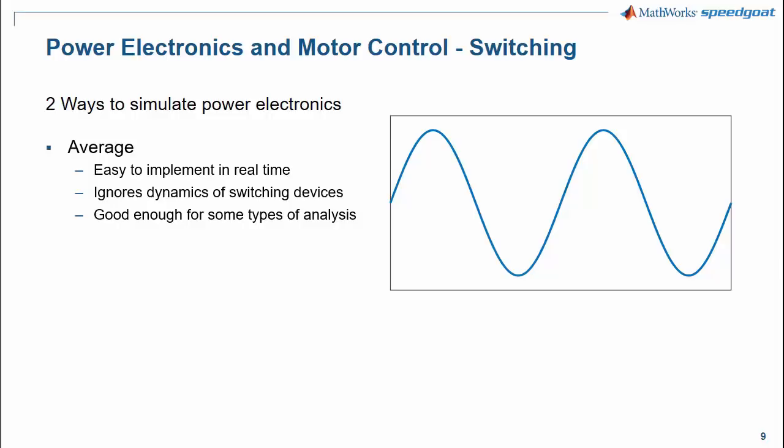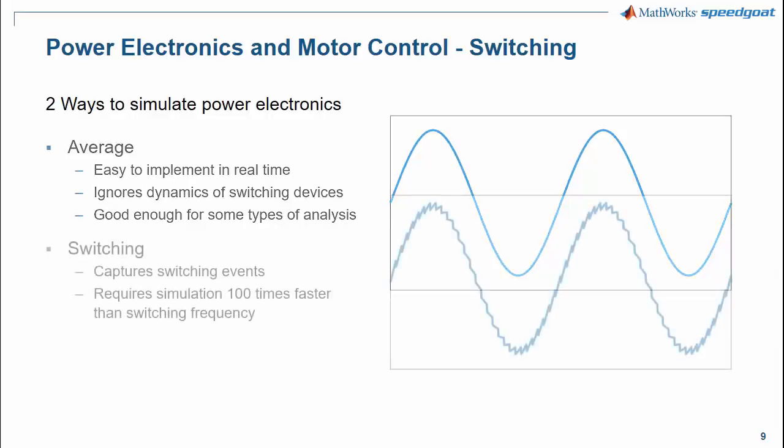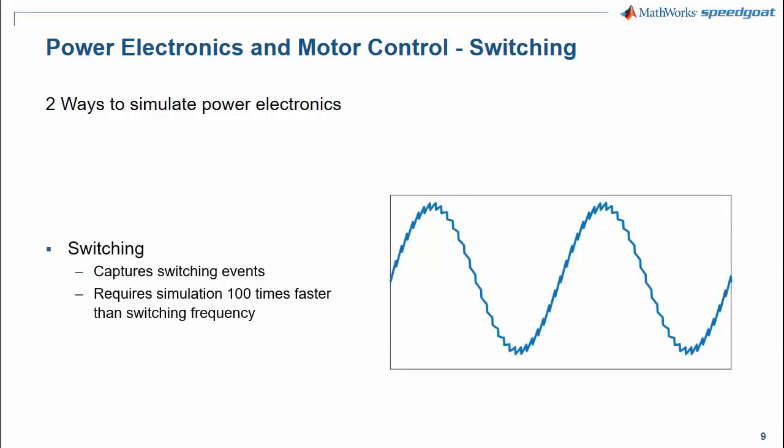But again, they are a simplification, and there are many cases where an average simulation isn't good enough for the needs of your application. In that case, you step up to a switching simulation, which does capture these switching events. It is going to give you that harmonic content. But more than capturing just the harmonic content, it will capture nonlinearities caused by your switching.